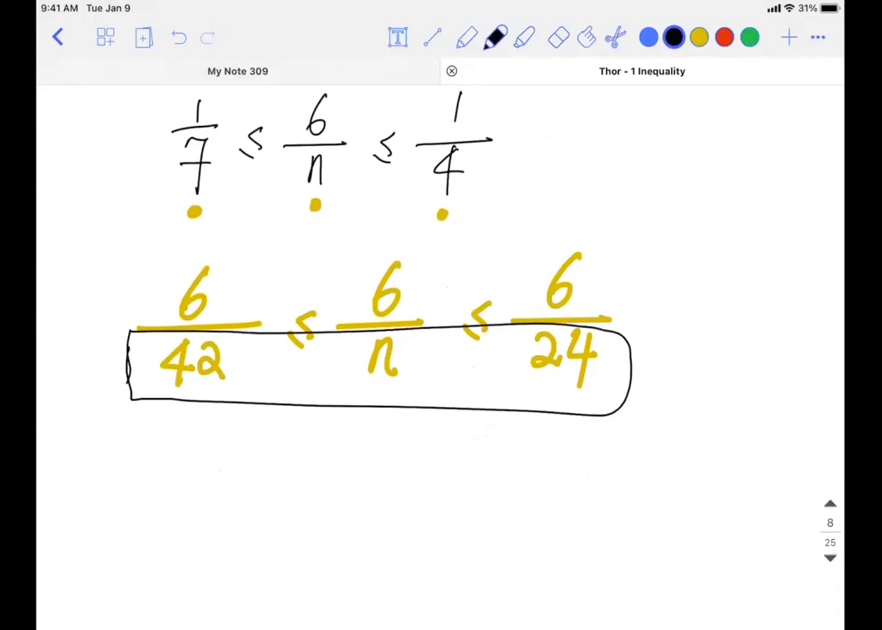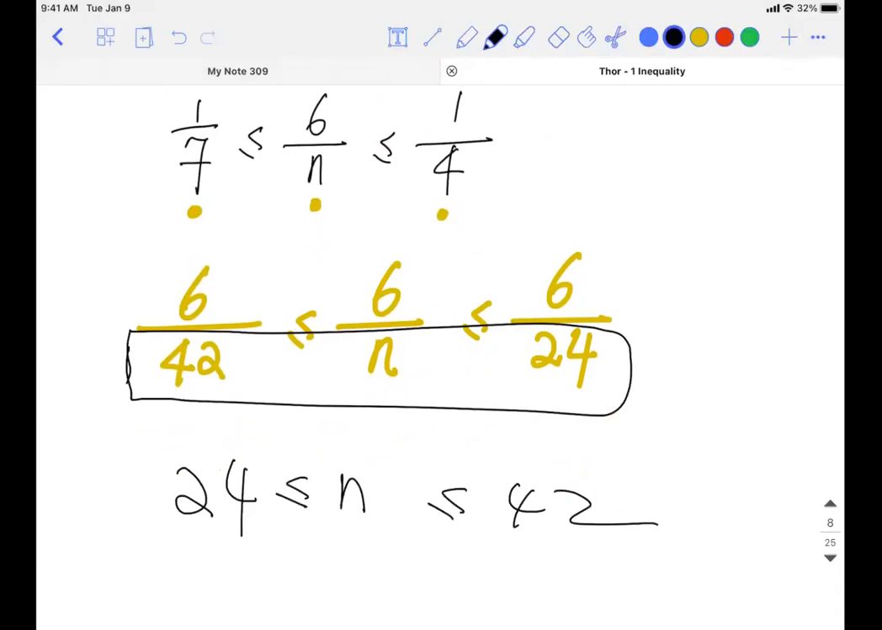I just have to compare the denominators. Is that right? So n will be greater than or equal to 24, less than or equal to 42. Is that right? So easy peasy, huh? Because the numerators are the same, I just have to compare the denominators. Okay?